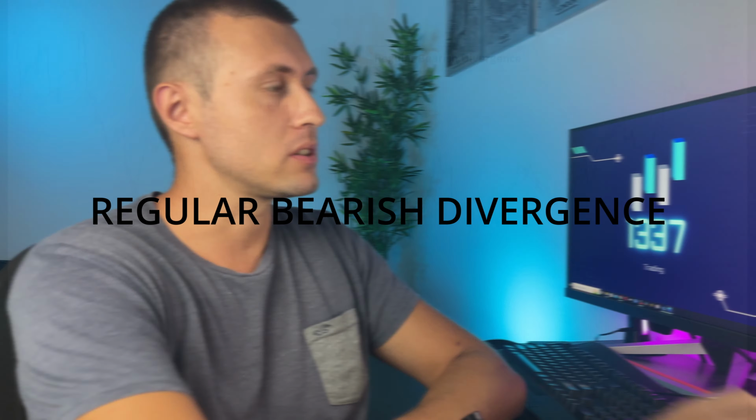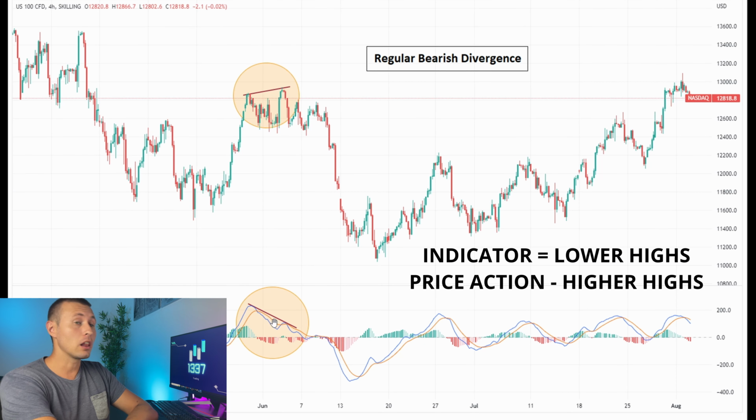The next type of divergence is regular bearish divergence. The indicator is creating lower highs, okay, and the price action is creating higher highs. That represents a possible trend reversal, in this case to the downside, which actually played out similarly to the previous example.